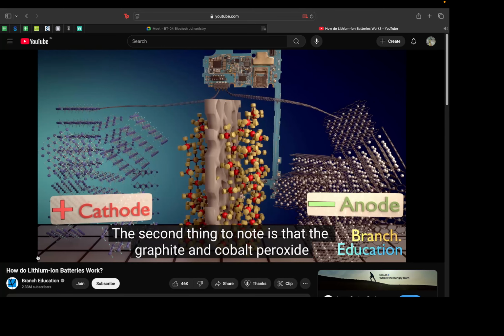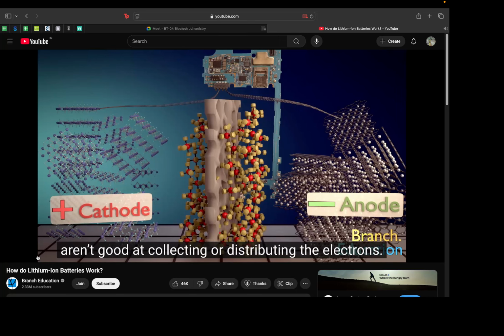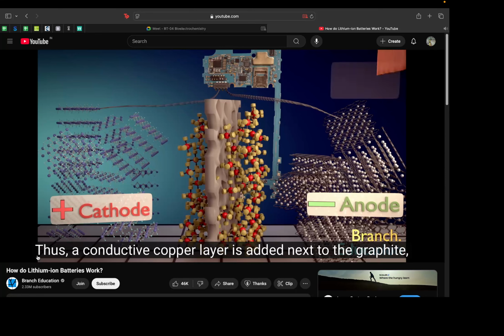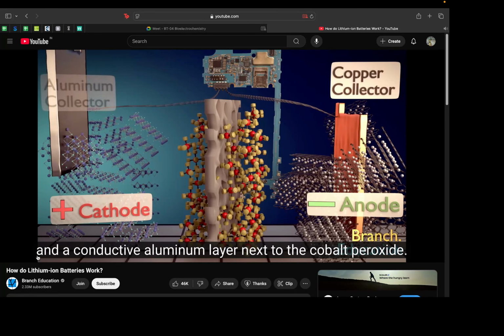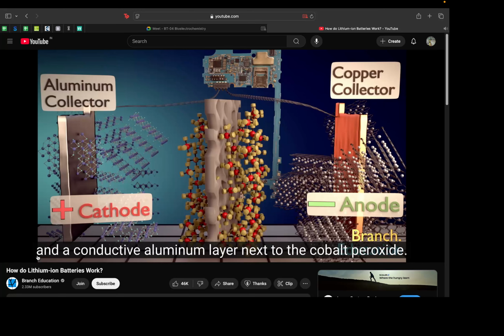The second thing to note is that the graphite and cobalt peroxide aren't good at collecting or distributing the electrons. Thus, a conductive copper layer is added next to the graphite, and a conductive aluminum layer next to the cobalt peroxide. These two layers, or sheets, are called collectors.